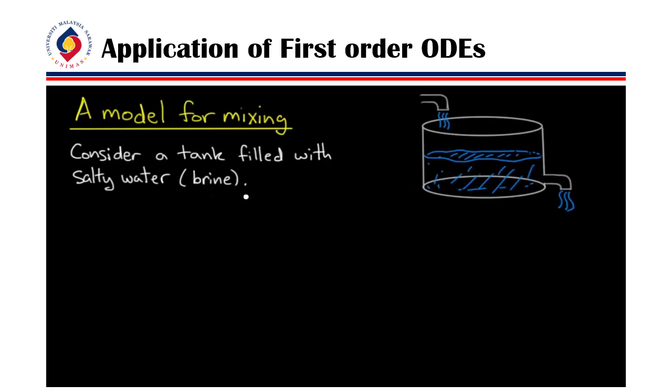I'll call it brine. Now into the tank is flowing more brine, and depending on the problem, it might be saltier or less salty or the same saltiness. Now out of the tank is pouring a perfect mixture of what's in the tank already and what's pouring into the tank. Now let's quantify all of these things.